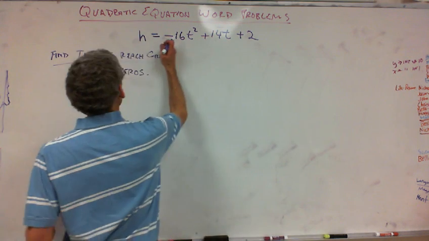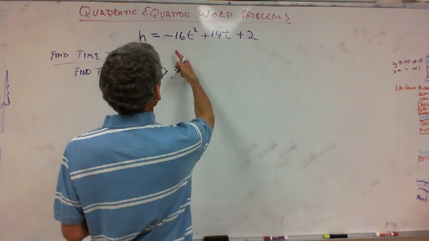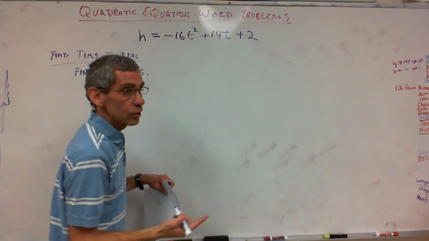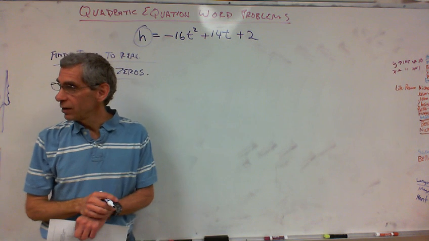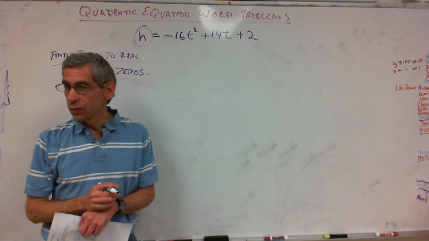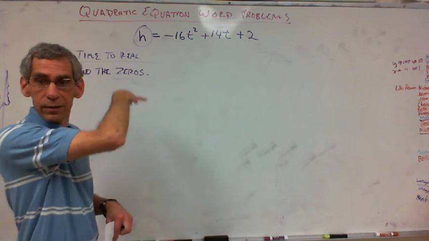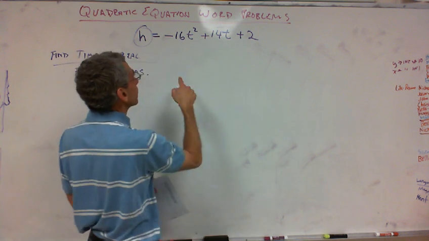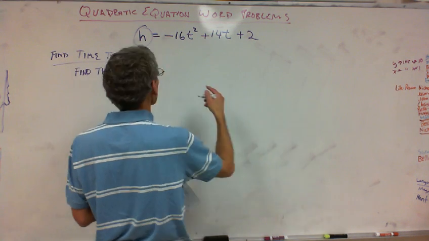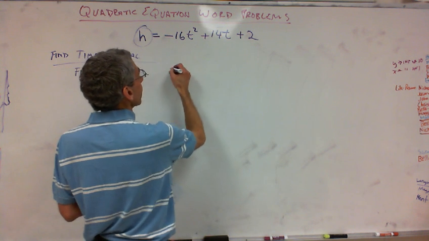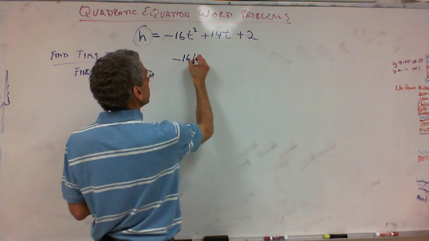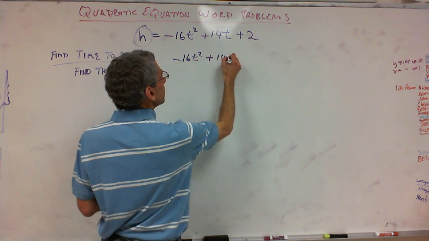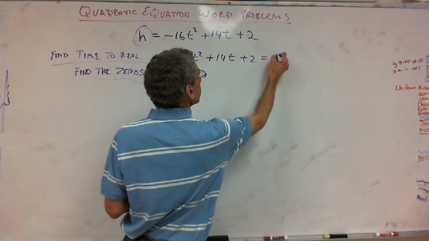So, all right. Here we go. We've got this. Find the zeros. So to find the zeros, I make h equal to 0. I want to know what t is when h is 0. H is the height, right? That's your y. So when y is 0. I'm going to do it with my 0 on the right though. So I'm going to say negative 16t squared plus 14t plus 2 is equal to 0.